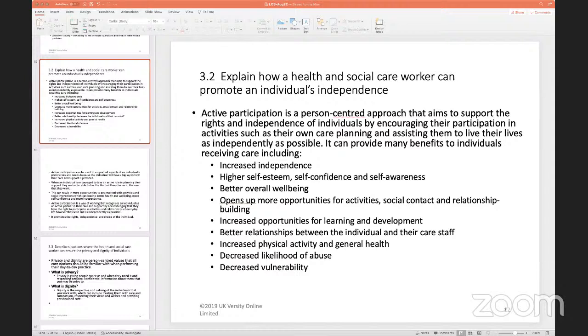And this is what is important when we talk about promoting individuals' independence as a health and social care worker, when we are working within the sector to be able to provide care which promotes the aspect of independence with individuals.